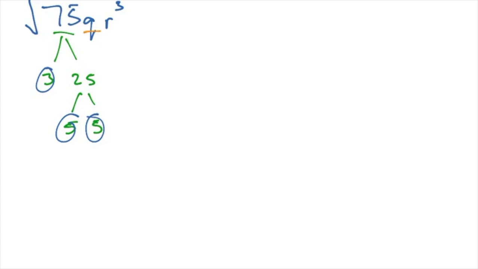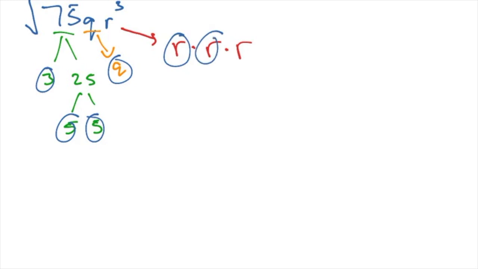And then I look at my q. How many q's do I have? I only have one q because it's to the first power. Remember, it's q to the first power, so all you have is just one q. That's its own prime right there. And r cubed, what would this one be? R to the third power, if you break that down, is what? That's just r times r times r. Those are the primes of r cubed.